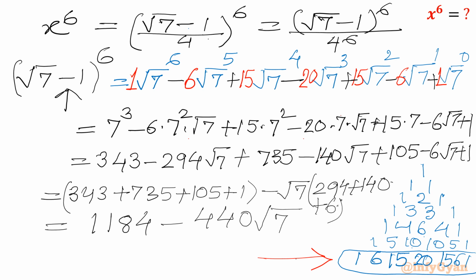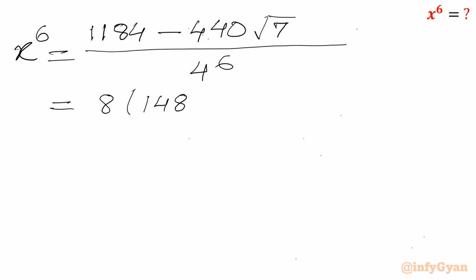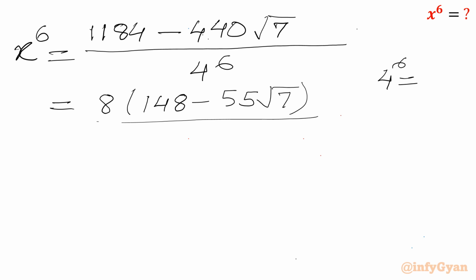So let me write here 1184. This time I am writing x power 6. So the denominator will be 4 power 6 and this is 440 square root 7. Now I can take 8 common from the numerator. So I will be writing in the bracket 148 minus 55 root 7. And in the denominator we can consider here 4 power 6, 2 square is 4, whole power 6, 2 power 12.